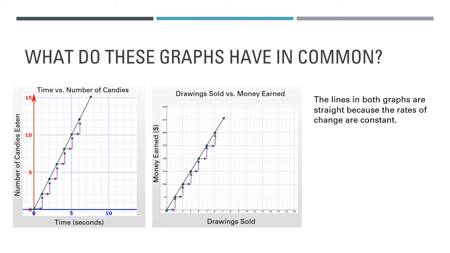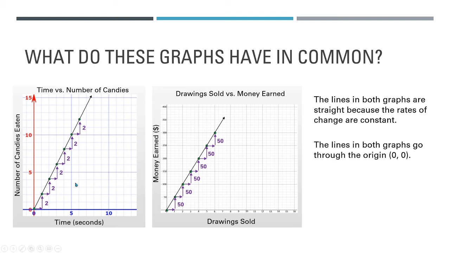And here you can see the rates of change there, where in the first graph, for each change of 1 in the X value, the Y value changed by 2. And in the other one, each change of 1 in X, the Y value changed by 50. And so both graphs have straight lines. So all partial variation graphs will be straight lines because they have rates of change that are constant. The other thing we can notice is that the lines in both graphs go through the origin. The origin is the point (0, 0) on both graphs, and you can see it's circled there.